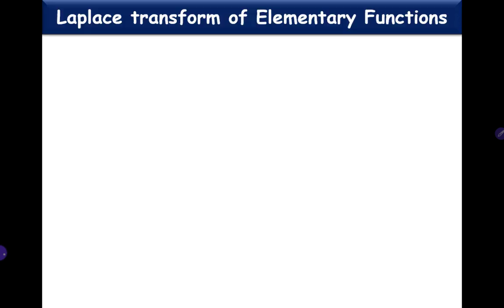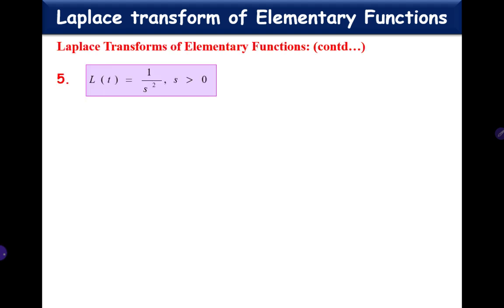Let us start now. We'll start with the Laplace transform of t, which is given by 1 by s square. We'll prove this. We'll consider the definition of Laplace transform, which is given by L of f of t is integral 0 to infinity e power minus st into f of t dt. Now in place of f of t, let us substitute t. Therefore L of t is equal to integral 0 to infinity e power minus st into t dt. That can be written as integral 0 to infinity t into e power minus st dt.